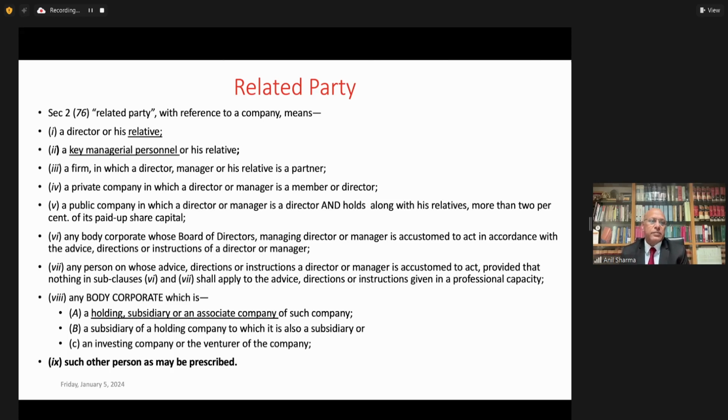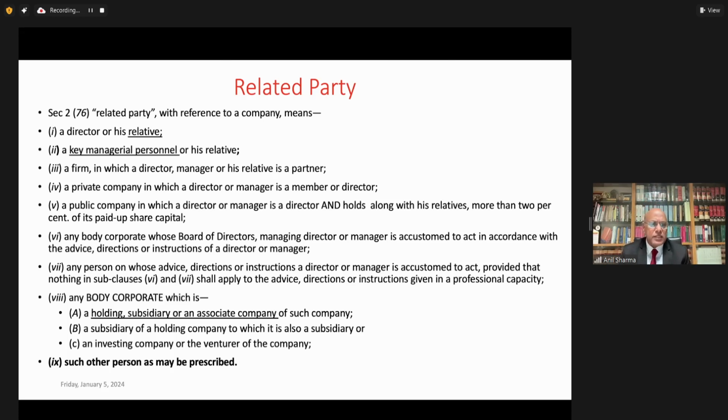There you can see it says a director, his relative, a key managerial personnel or his relative; a firm in which a director, manager or his relative is a partner; a private company in which a director or manager is a member or director. This list goes on. And then a public company in which a director is a director and holds along with relatives more than 2% of its paid up share capital. Any body corporate whose board of directors or managing director is accustomed to act in accordance with the advice, direction, and instruction of a director or manager.